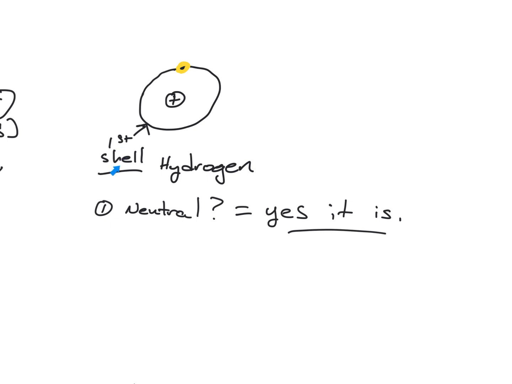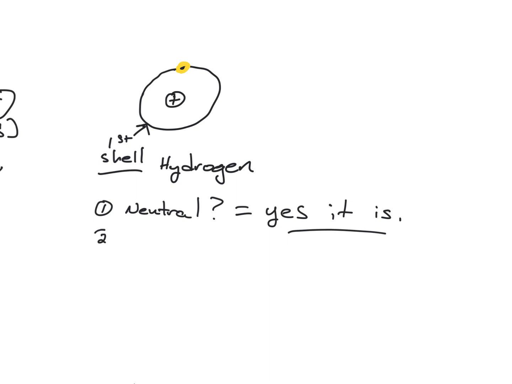The first shell is for hydrogen's filling in the first shell. Is it neutral? We said yes. Because there's 1 positive minus 1 negative is 0, no charge. So it is neutral. We're good. So the first rule is set.